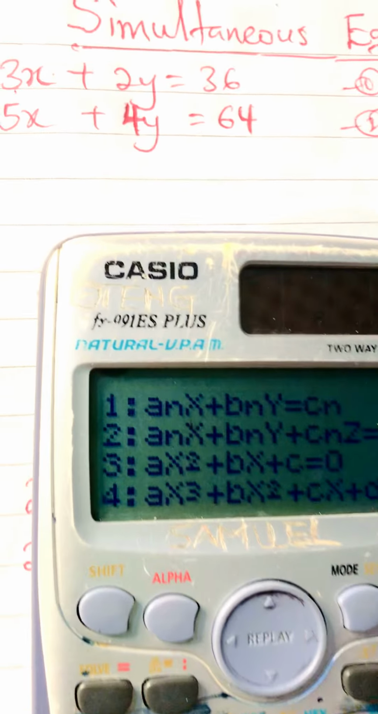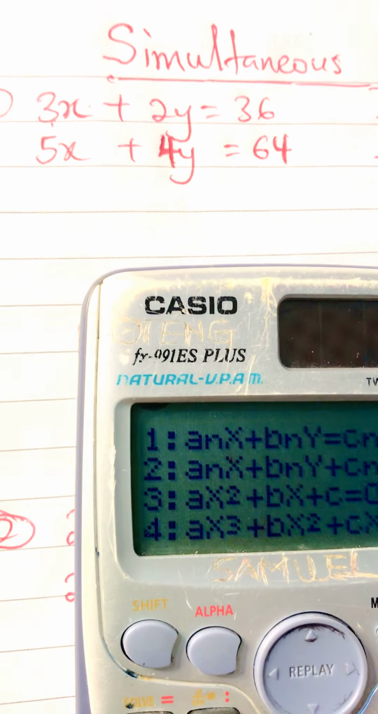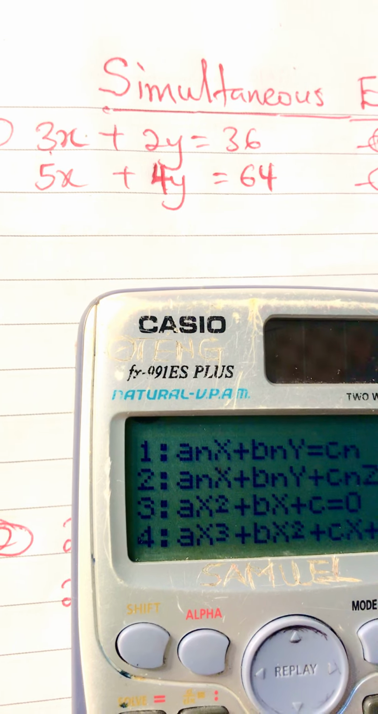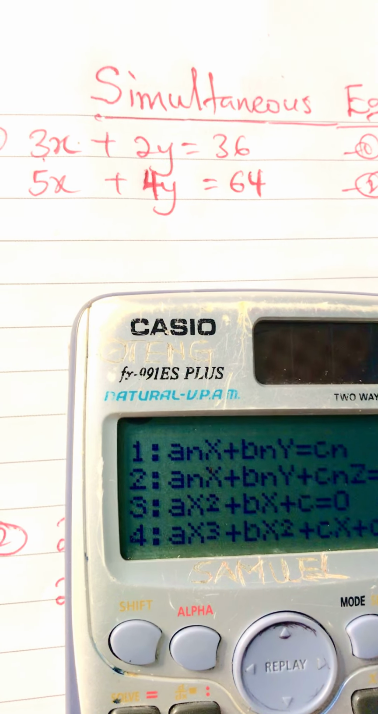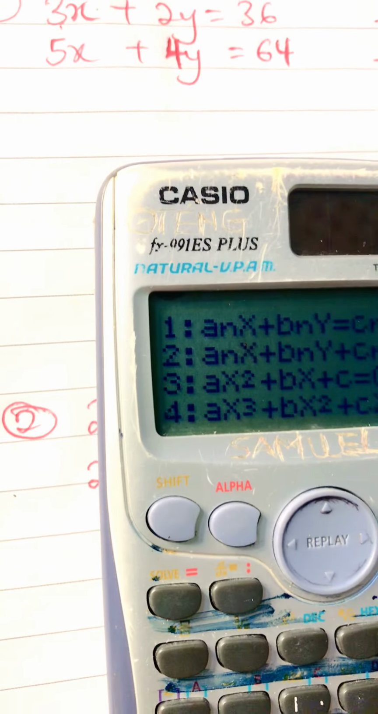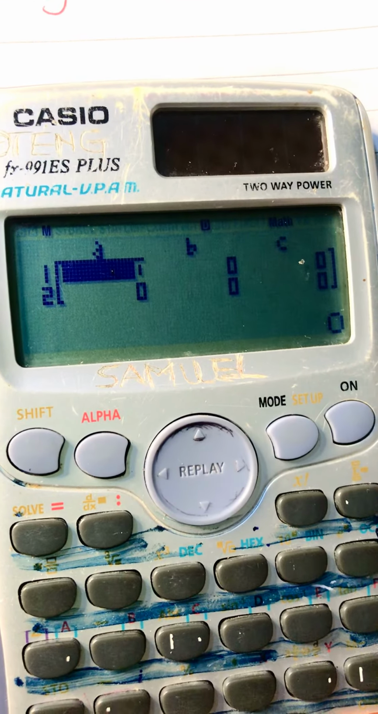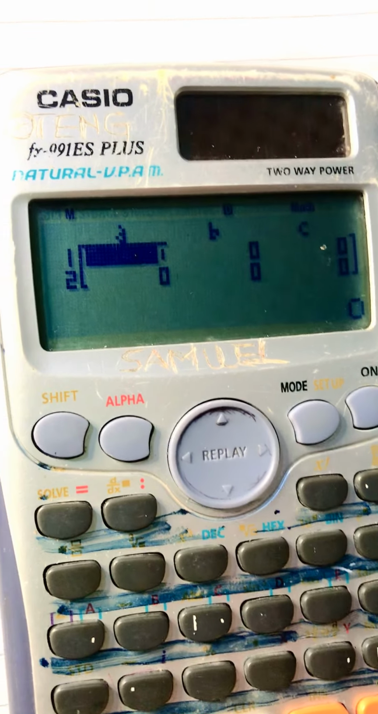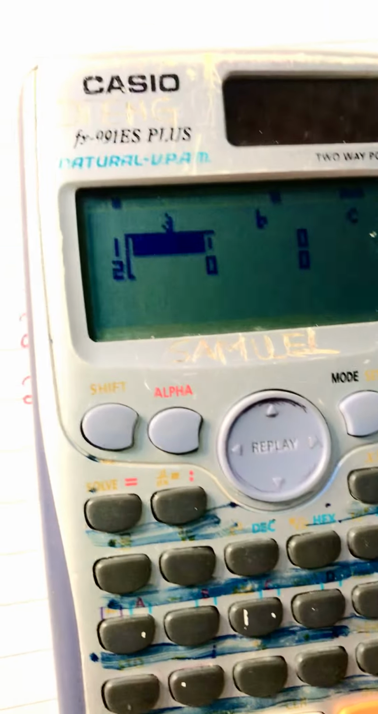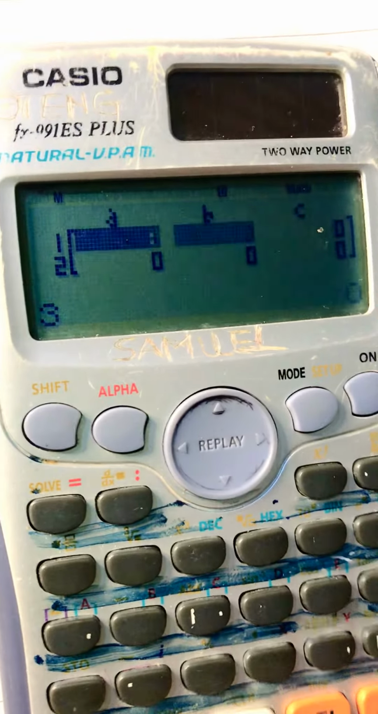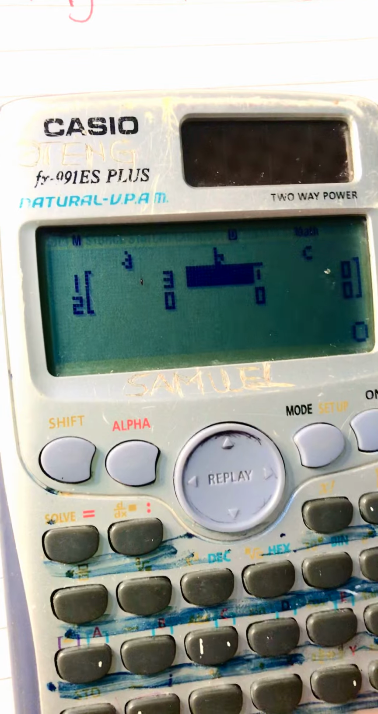Great. So now we are going to pick the first equation, having x plus y equals a constant. Alright, good. Now coming back to our equation, we have the coefficient of x to be 3, coefficient of y to be 2, and the constant as 36. Great. So we press number 1, then we select that equation. Then we input our coefficients in there. So the coefficient of x, we have 3, so we press 3, then equal to.